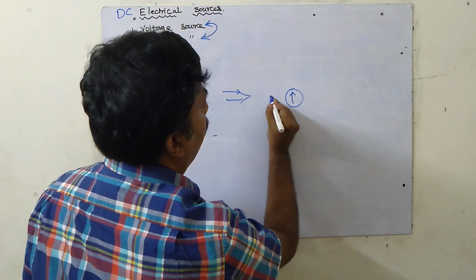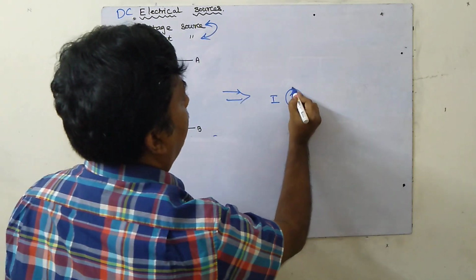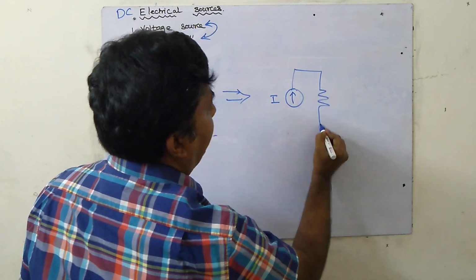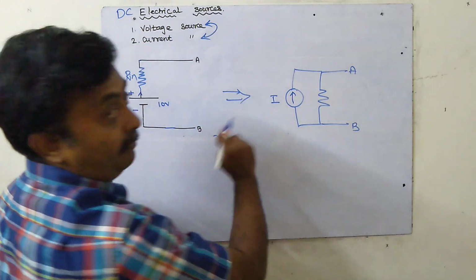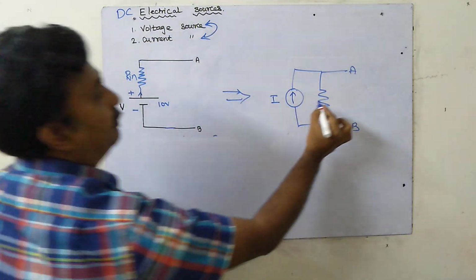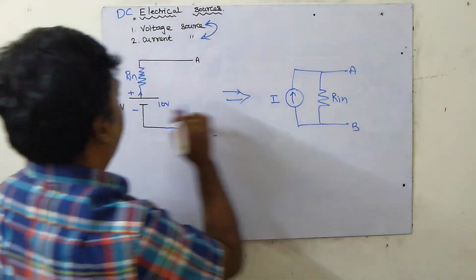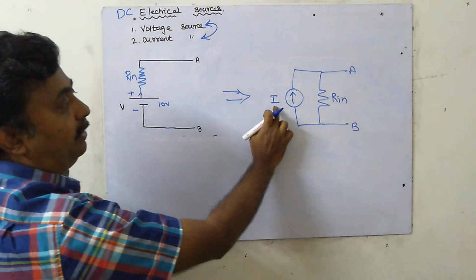And the current is equal to I, and this internal resistance will come in parallel with this thing, and the value is the same. This is AB, the same AB will come here. So this internal resistance value won't change. Here it is connected in series, but here the current value is I. What is the value of I?